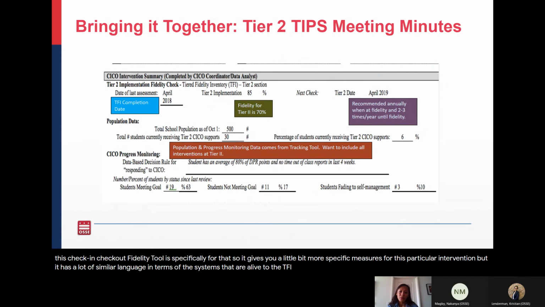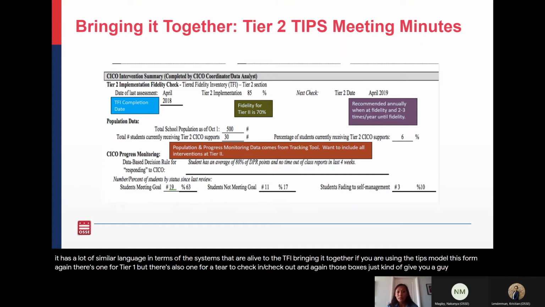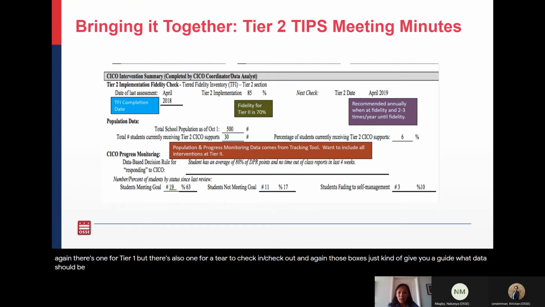And then bringing it together. If you are using the TIPS model, this form, again, there's one for tier 1, but there's also one for a tier 2 check in, check out. Those boxes just give you a guide of what data should be looked at and what will be used for data decision making. So as you can see, those are the important things. It looks a little tedious, but it's everything that we just reviewed.